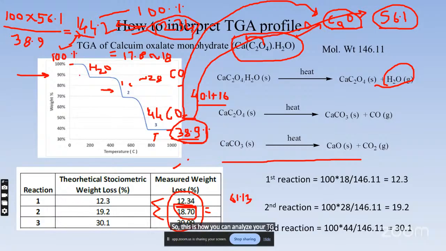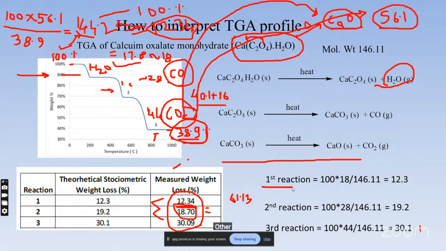So what is your observation? In the first step, water is lost from the structure, one molecule. In the second step, one molecule of carbon monoxide is lost. In the third step, one molecule of carbon dioxide is lost. So this is how you have to make calculations.